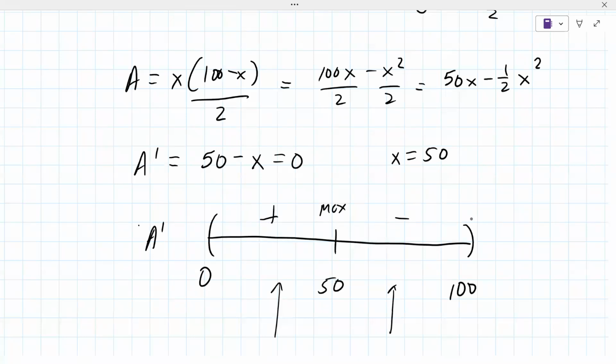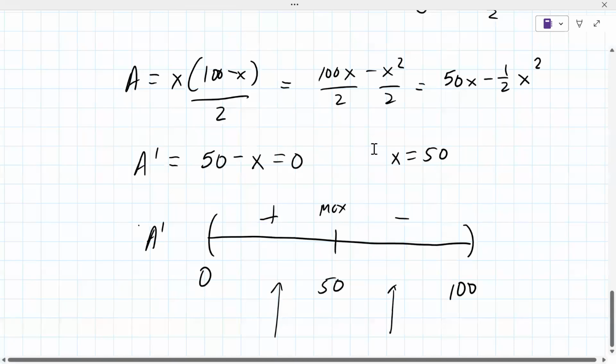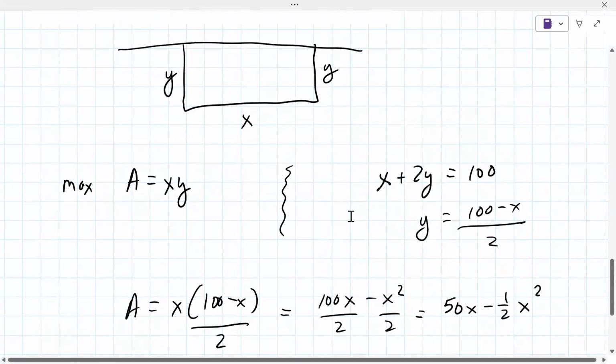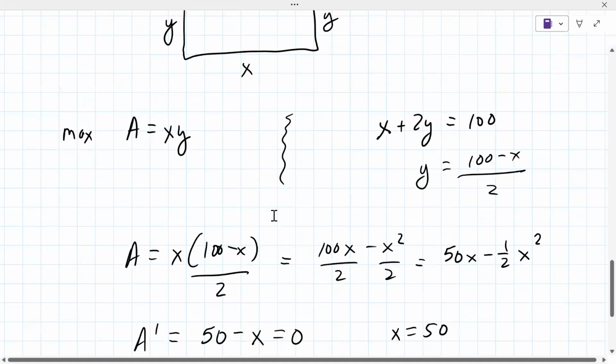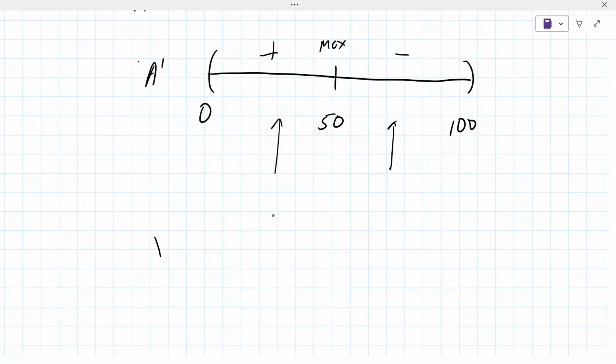Now, you got to be really careful here. Sometimes the problems ask you for x, sometimes they ask you for y, sometimes they actually ask you for the maximum area. So you have to be prepared to find all of those things. Like, okay, x is 50.